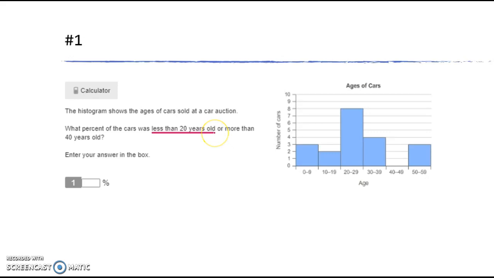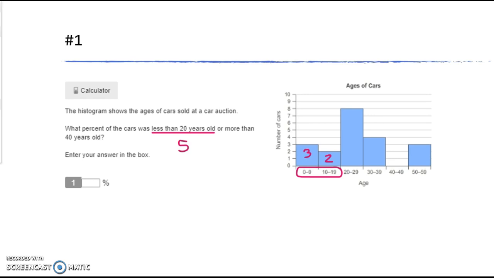So if I come over to the histogram and I find that, I see that these class breakdowns right here, that this is for cars 0 to 9 years old. This is for cars 10 to 19 years old. So I know that I'm going to want both of these sections, and I'm going to total these up. So I have 3 cars here, 2 cars here. That means I have 5 cars in this pink category that was given to me in the problem.